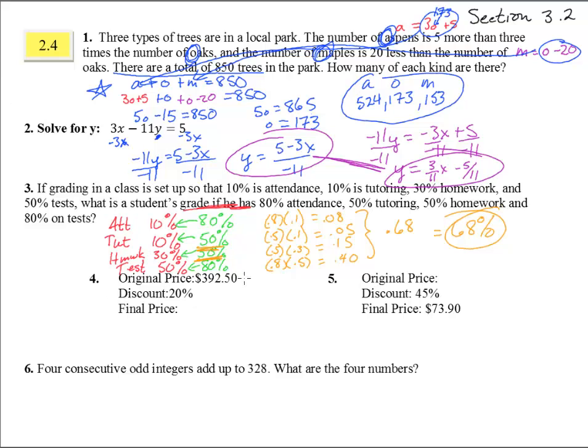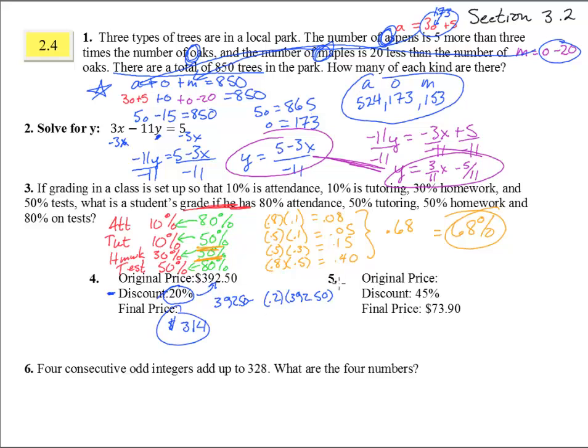Number 4, original price is $392.50 and a discount is 20%. We're going to be subtracting here because it's a discount. And the question is 20% of what? And it's of that. So we take 0.2 times 392.50, and it's going to be subtracted off of that original price. So there's actually not any algebra going on. You just have to punch that in your calculator, and we come up with $314. Don't forget the dollar sign. That grader will nail you.